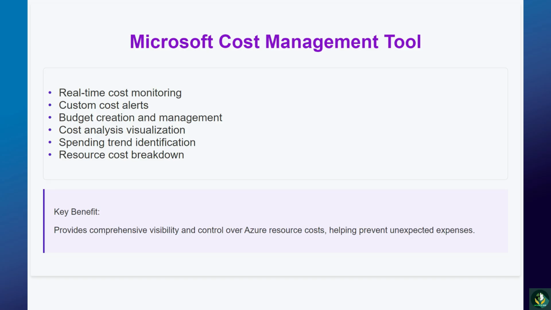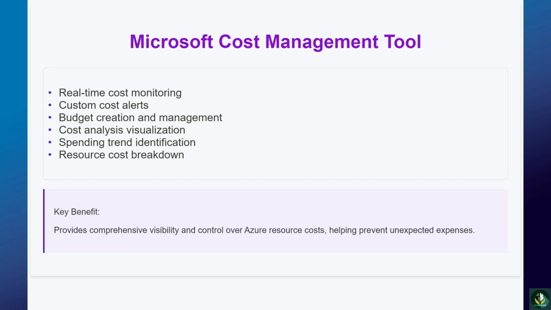Spending trend identification. By analyzing historical cost data, Cost Management helps you identify spending trends over time. This feature is crucial for forecasting future expenses and optimizing long-term cloud strategies. Resource cost breakdown. The tool offers detailed breakdowns of costs by various factors such as resource type, region, tag, and more. This granular view helps you pinpoint exactly where your money is being spent.